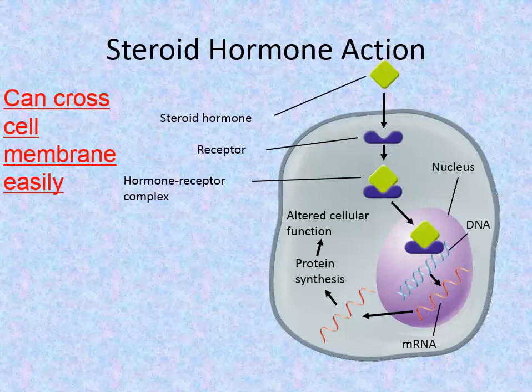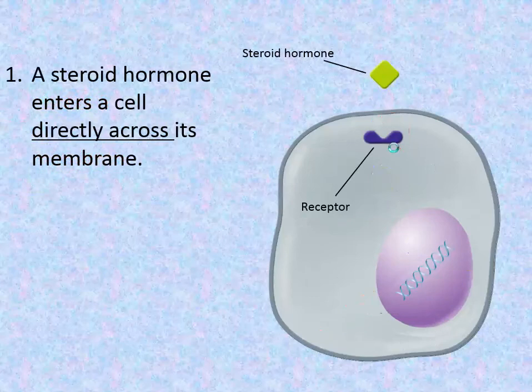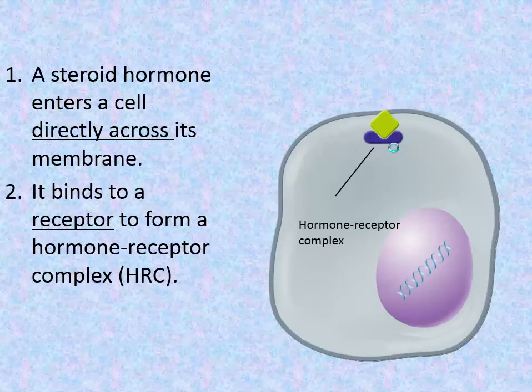With the steroid type hormones, these are different from the non-steroid ones in that they can cross the cell membrane easily. If you look at this diagram here, the steroid hormone is on the outside, and where's the receptor? The receptor's on the inside. So what happens is this steroid hormone goes across that cell membrane, and then it will bind to a receptor, and it forms what's called the hormone receptor complex. That's the HRC.